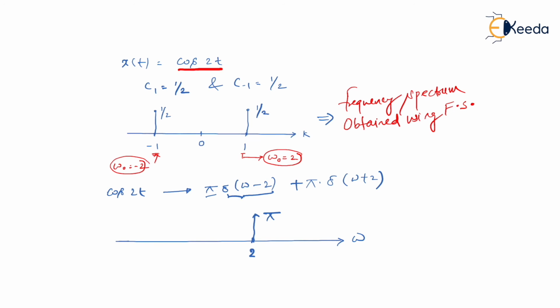Whereas when I say del of omega plus 2, it is an impulse function present at omega equal to minus 2. So we have one more impulse function present at omega equal to minus 2 with area equal to pi. Now if you compare these two, you will see we got a similar structure, but with some differences. What are those differences? We will see. Don't forget, this is also a frequency spectrum, but obtained by using Fourier transform.